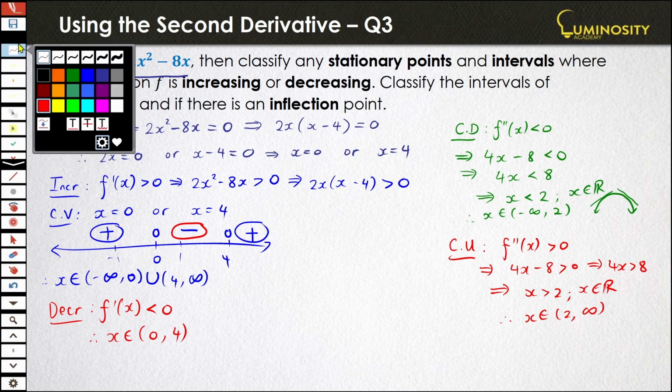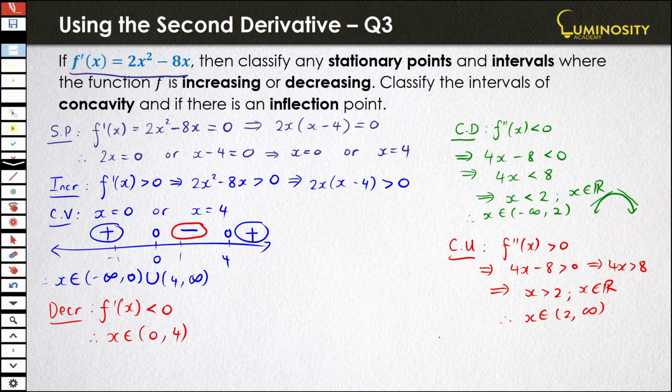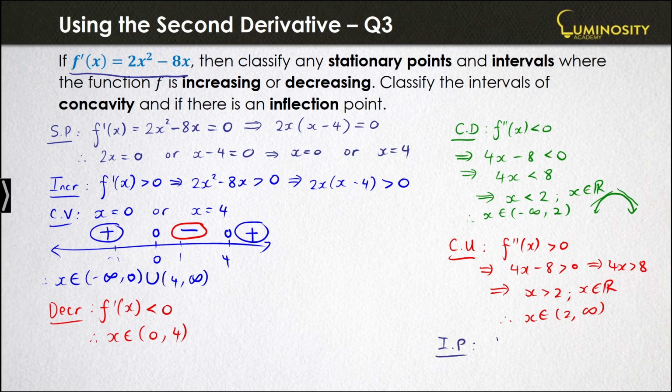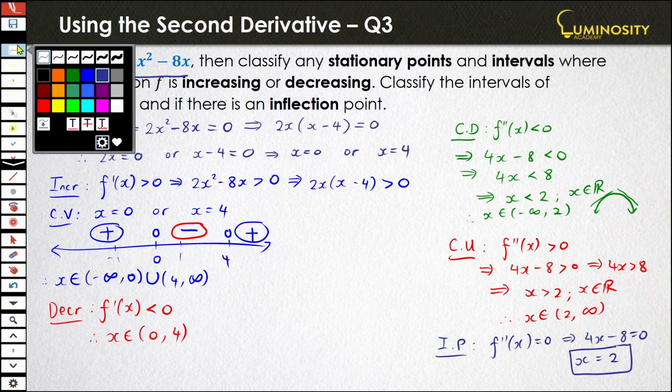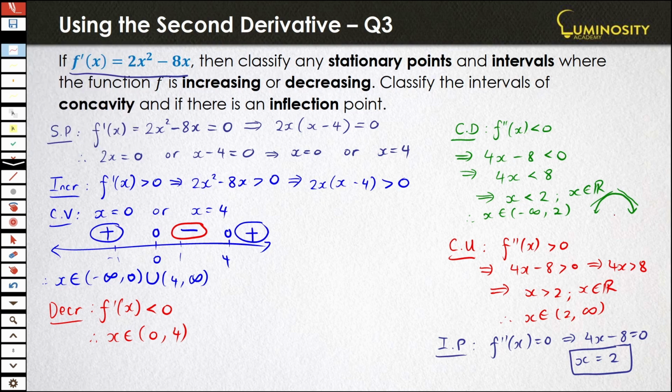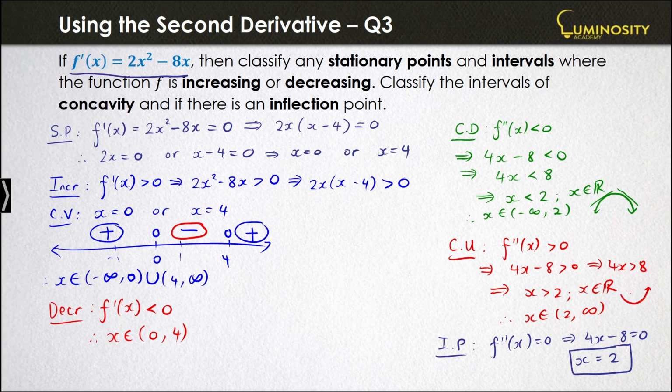And then lastly, for the inflection points, if there is an inflection point, we set the second derivative equal to 0. That implies 4x minus 8 equals 0. Solving this equation, we get x equals 2. Is that a point of inflection? Well, I would say so, because it goes from concave down, less than 2, and then it goes concave up, greater than 2. So at the point 2, it changes concavity. I would classify x equals 2 as an inflection point of this graph.